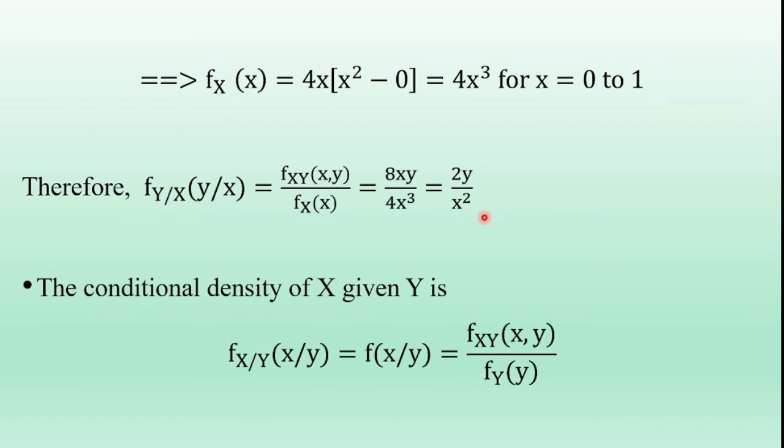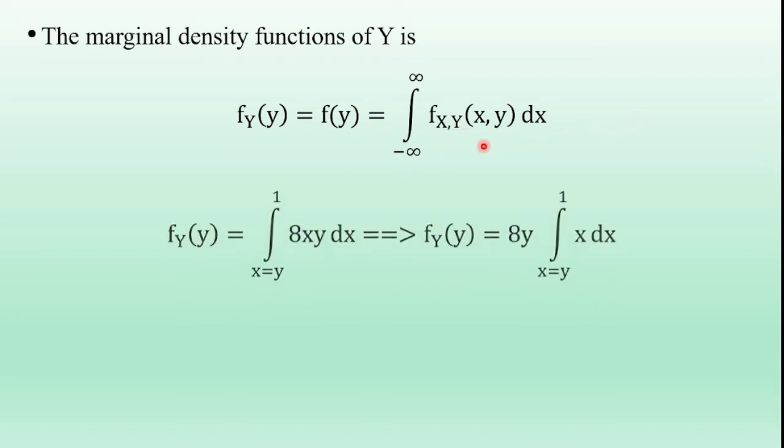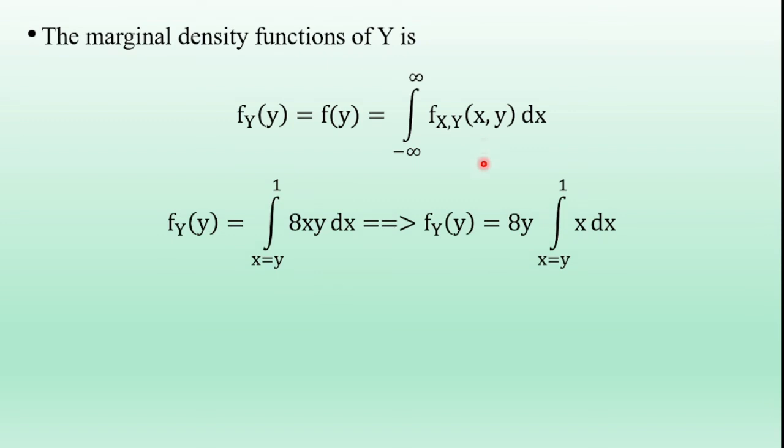Similarly, we can determine the conditional density function of x given y, f of x by y is equal to fxy of x comma y by fy of y. So first calculate the marginal density function of the random variable y. We know that the marginal density function of the random variable y is fy of y is equal to integral minus infinity to infinity fxy of x comma y dx. So given that the density function is 8xy for x is equal to y to 1.